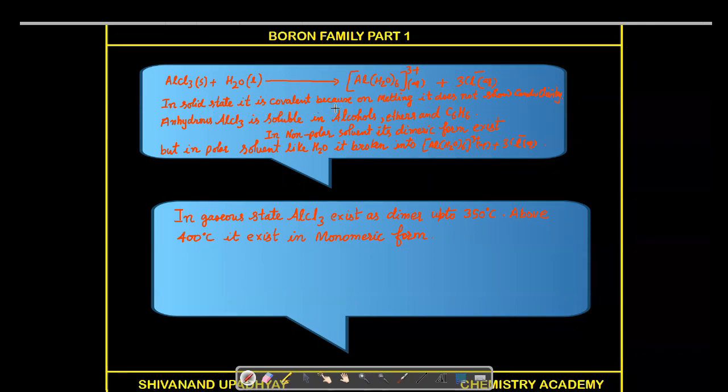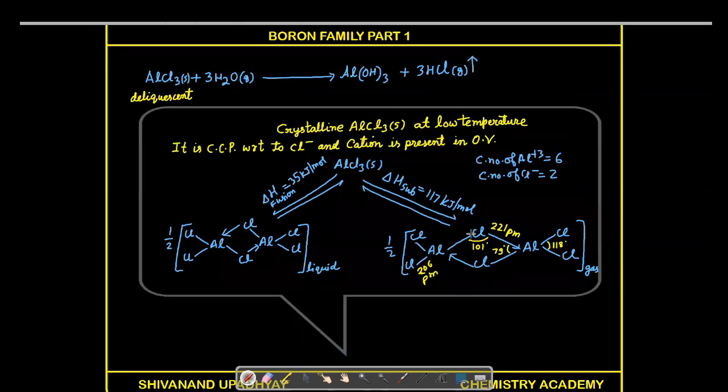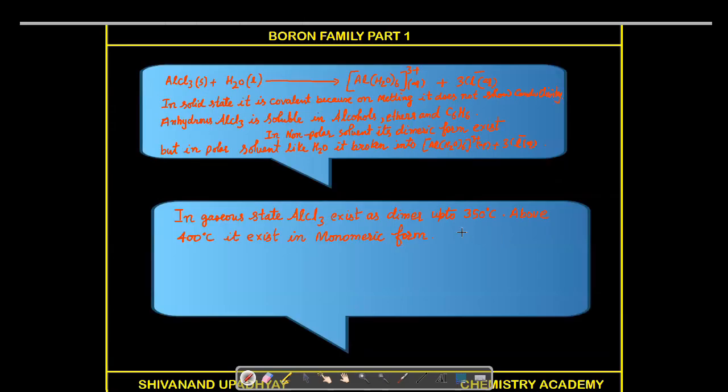state, it is covalent because on melting it does not show conductivity. Anhydrous AlCl3 is soluble because it is non-polar in nature. If you see the structure here, there is no dipole moment, it will cancel out. So it is non-polar, like dissolves like. So it is soluble in non-polar solvents like alcohol, ethers, and C2H6. And in this, it will exist in the form of dimer.